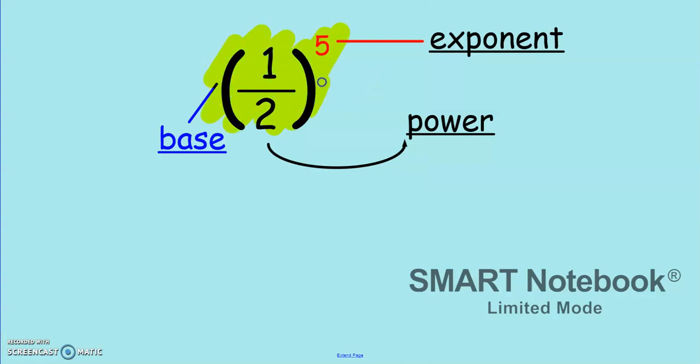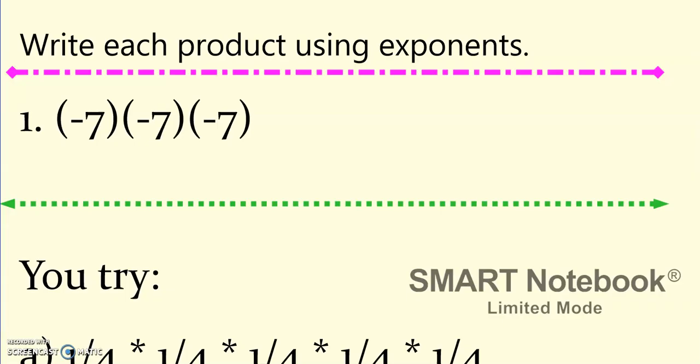All of this is the power. All of it is the power. So the base makes up the common factor. The exponent is how many times that common factor is getting multiplied, and the power is them put together. Let's go into some concrete examples with this.